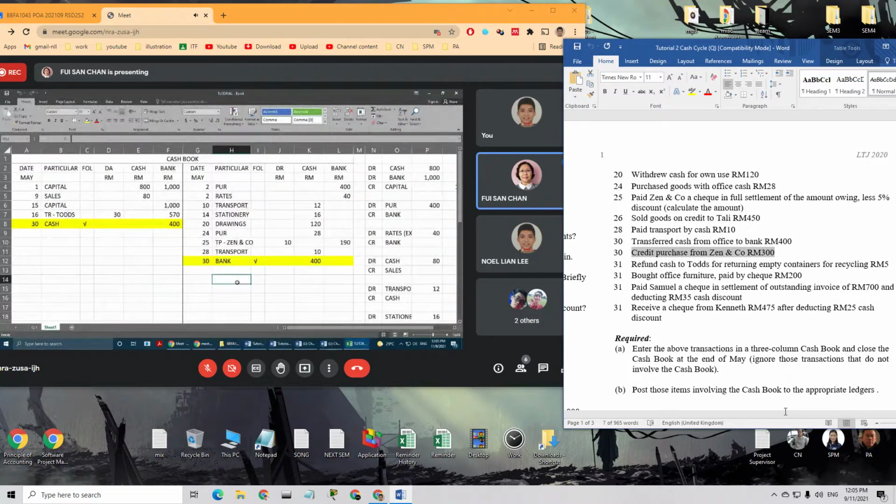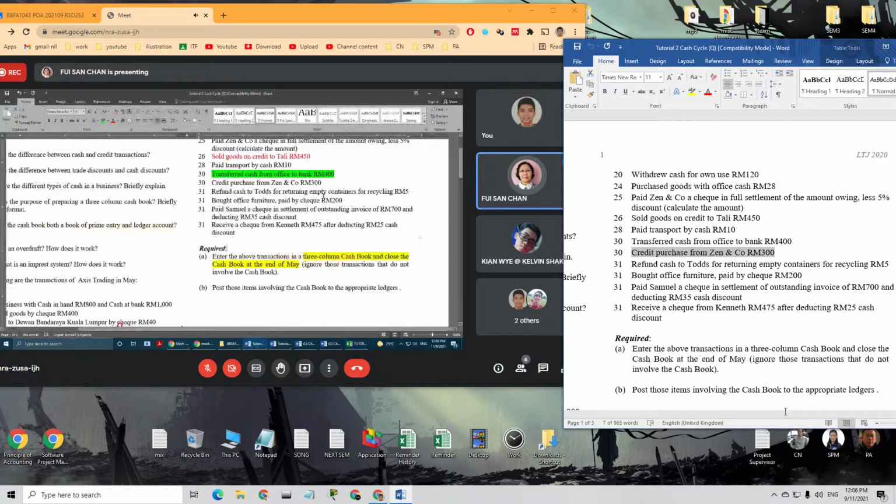Still cannot. I can type number, but you use this one also can. If you don't want to find the tick, then you use this one. You have the scratch thing, right? Okay, then we continue. Credit purchases, no.